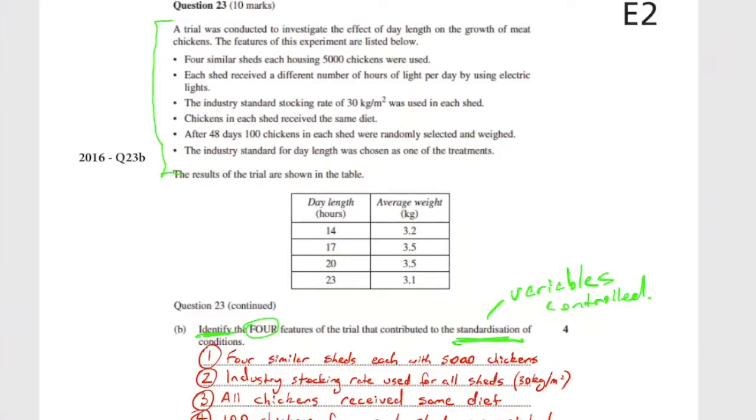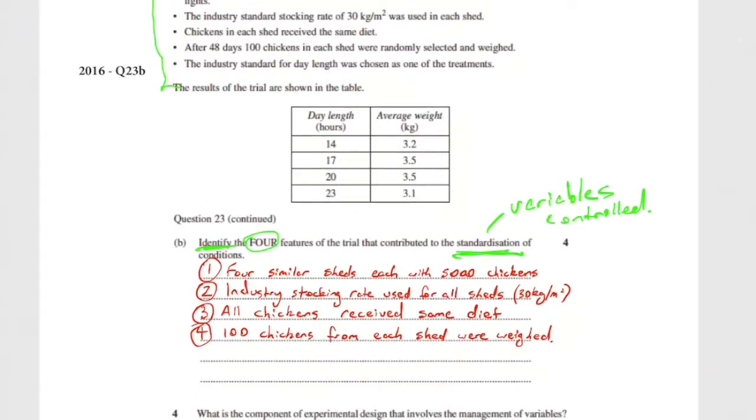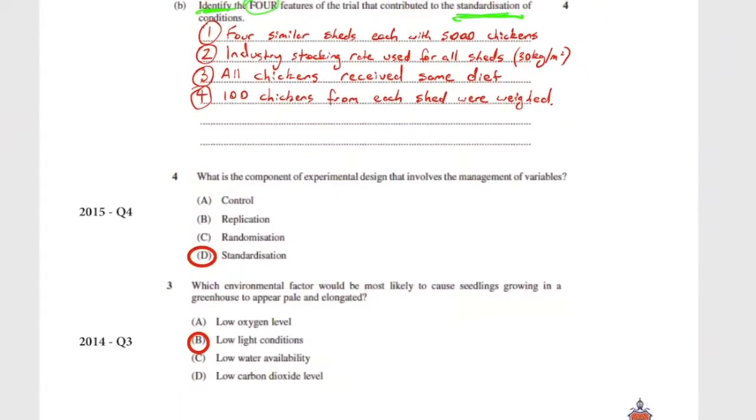So firstly, 4 similar sheds were used with 5,000 chickens. That's standardization. Industry stocking rate was used for all of them. That's standardization. All chickens receive the same diet. That's also standardization. And 100 chickens from each shed were weighed, which is also standardization.